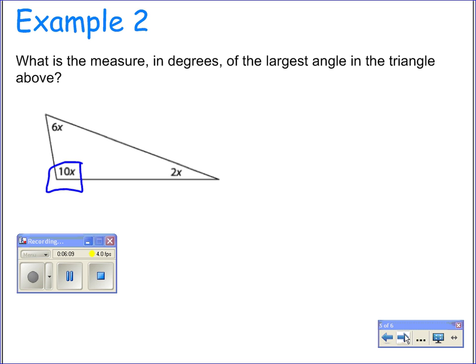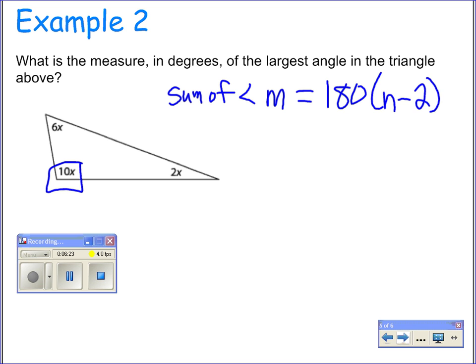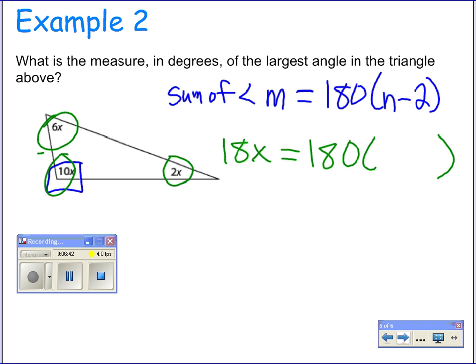So we're going to use the formula again, sum of angle measures. I'm just going to put m this time. Sum of the angle measures, or the interior angle measures, is equal to 180 times n minus 2. So if we look at our triangle here, we have 10x plus 6x plus 2x, which is 18x, which is equal to 180 times n minus 2. Remember, n represents not the angles, but in other words, how many sides there are. 1 side, 2 sides, 3 sides in the triangle.